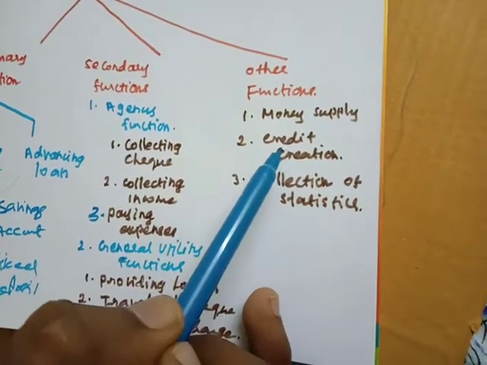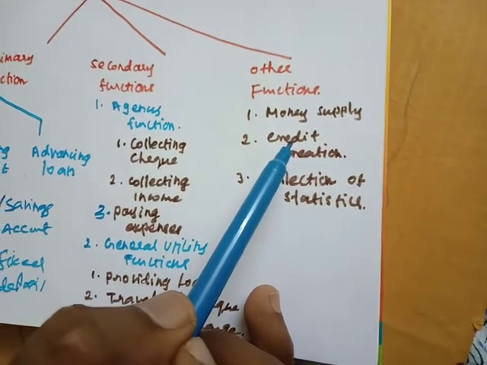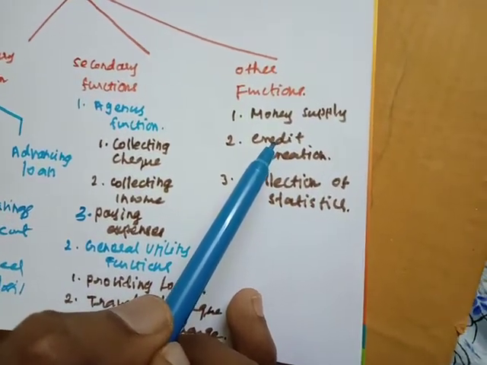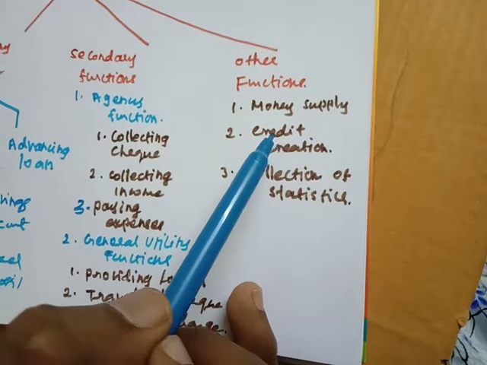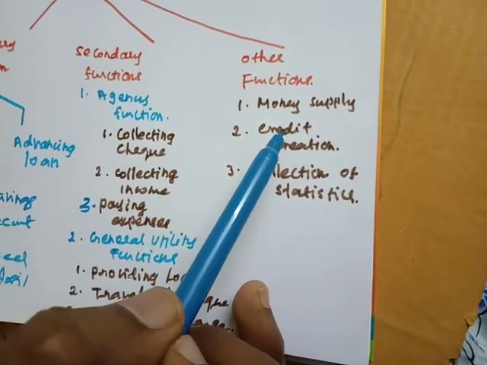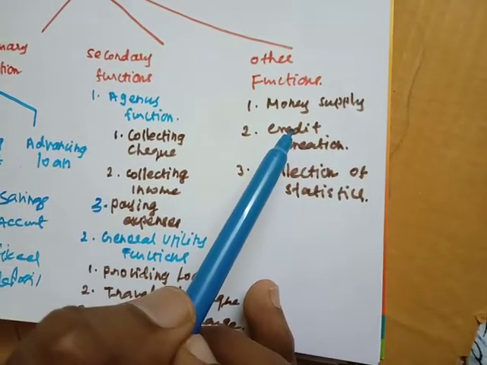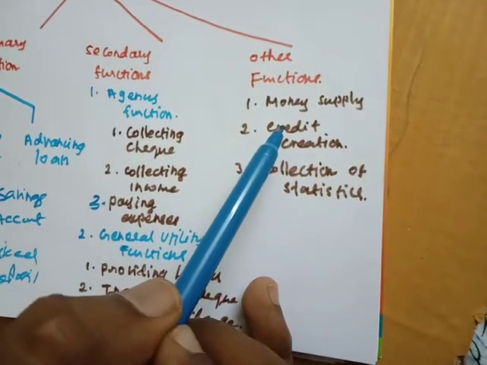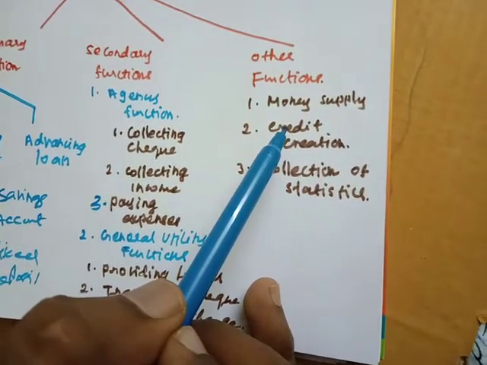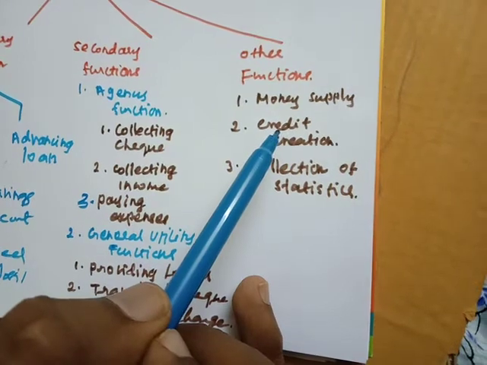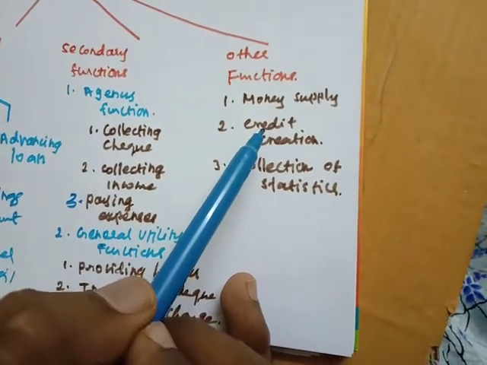And the next, second one is credit creation. The credit creation means the multiplication of loans and advances. Commercial banks receive the deposits from the public and they will provide loans to the public, like a personal loan, housing loan, education loan, home loan. Everything is given by the commercial bank to the consumer in the name of credit creation.